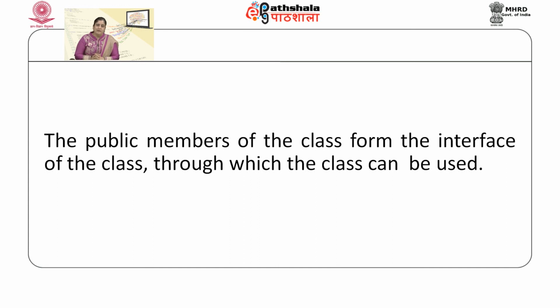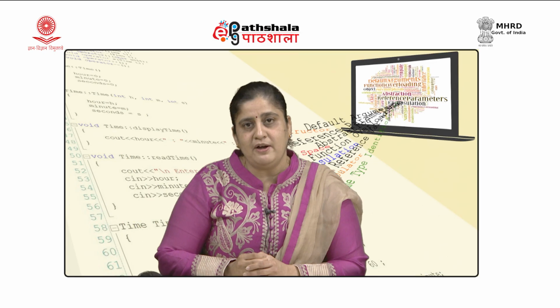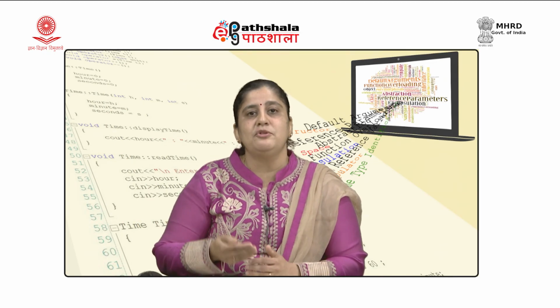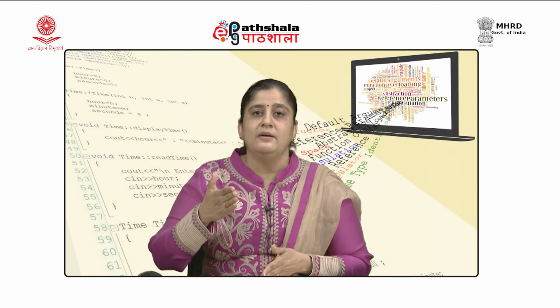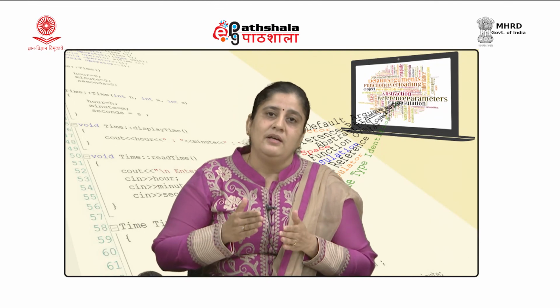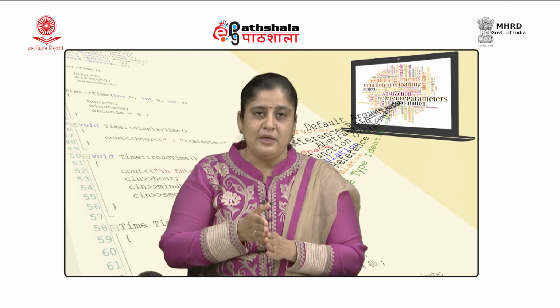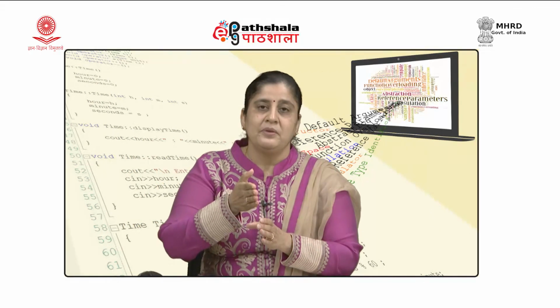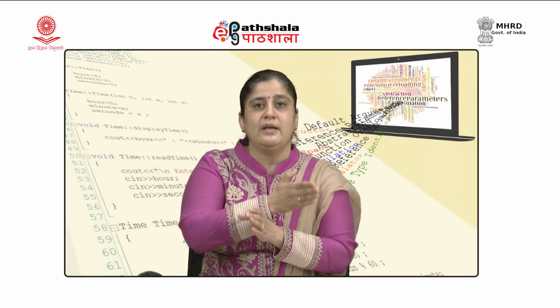The private members of the class are not accessible outside the class, that is, they are not accessible in the main function or in any other function. So, those members which are private cannot be used to make use of the class that we have defined. We can access the class by means of the public members of the class, and therefore, the interface means the interface which we use to access that class.